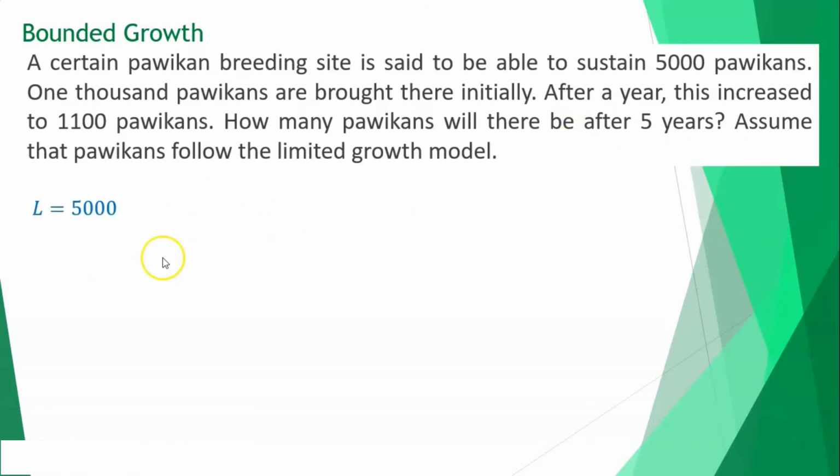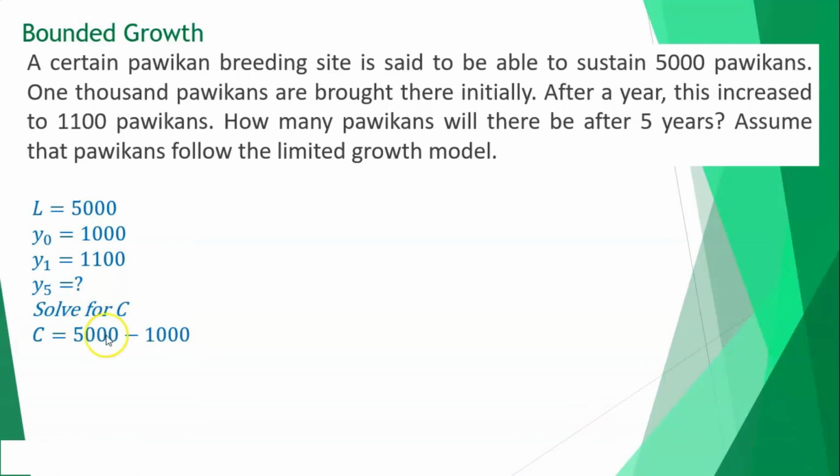So, take note, our given: our limiting capacity is 5,000. Our initial number of Pawikans is 1,000. After a year, it became 1,100. So, after 5 years, there will be how many Pawikans? So, solve for c. Our c here is L minus the initial, the limiting capacity minus the initial. So, 5,000 minus 1,000, that would become 4,000.